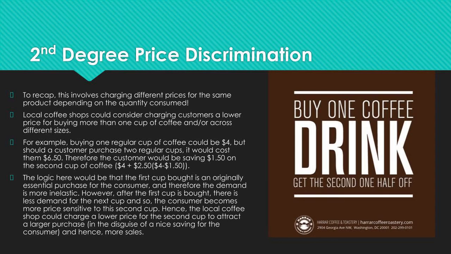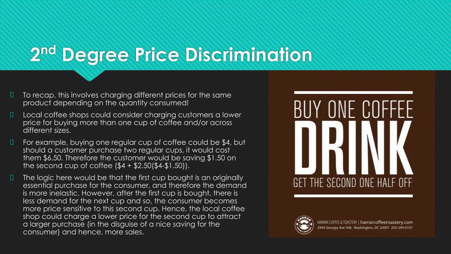Second-degree price discrimination can be used. To recap, this involves charging different prices for the same product depending on the quantity consumed. So local coffee shops could consider charging customers a lower price for buying more than 1 cup of coffee and/or across different sizes. For example, buying 1 regular cup of coffee could be $4, but should a customer purchase 2 regular cups, it would cost them $6.50. Therefore, the customer would be saving $1.50 on the second cup of coffee.